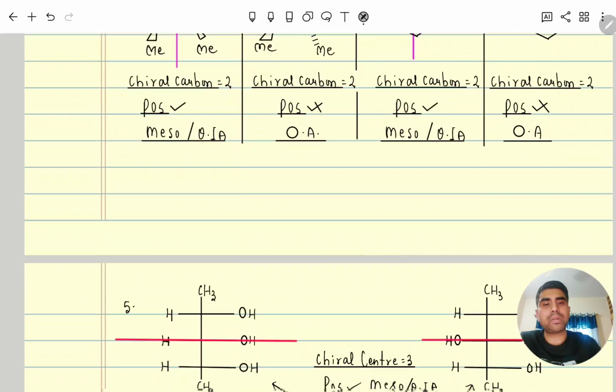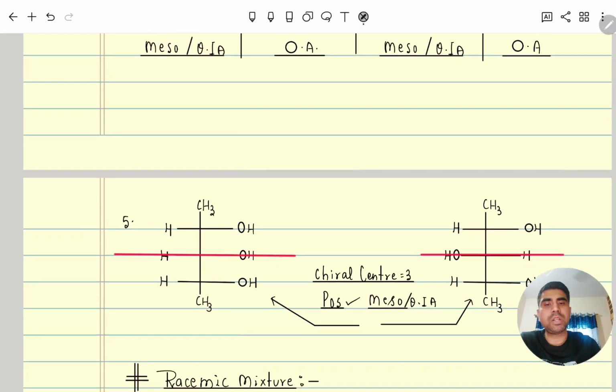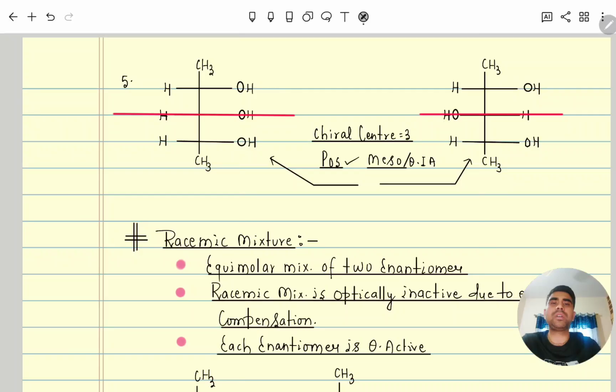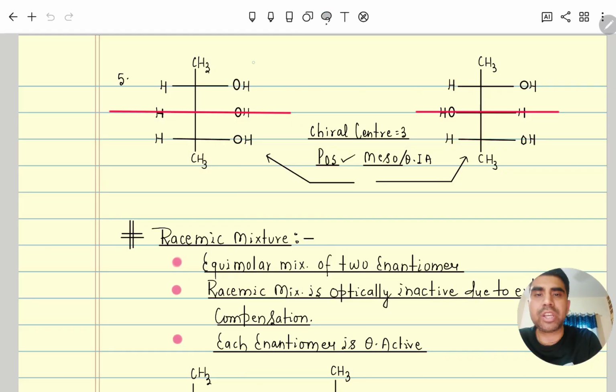So for a meso compound, the chiral centers should be more than one and it should have a plane of symmetry. If it is not there, then we will go for the center of symmetry. Like here in this molecule, we can see more than one chiral center, 3 chiral centers are there, right? And here a plane of symmetry is there because this atom will be cut half and half. So overall it has a plane of symmetry, so this is a meso compound. This center is called a pseudochiral center.